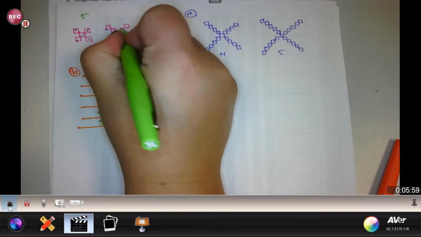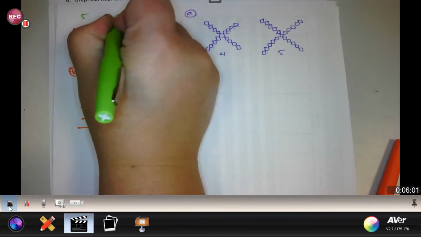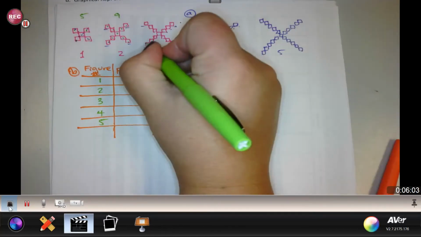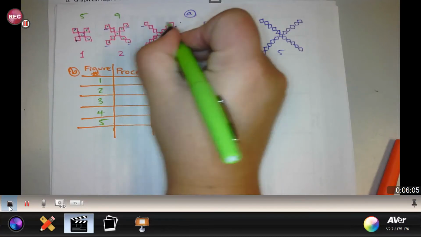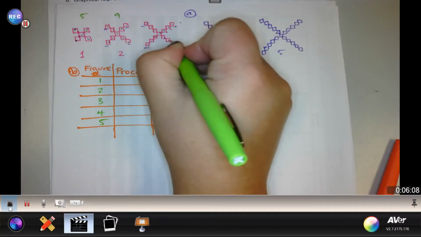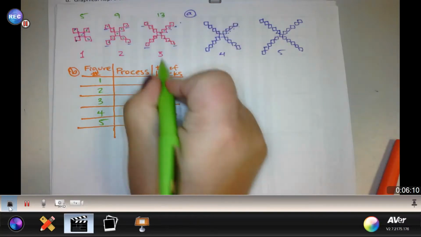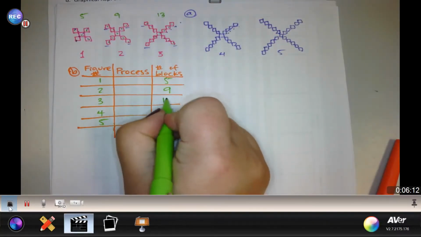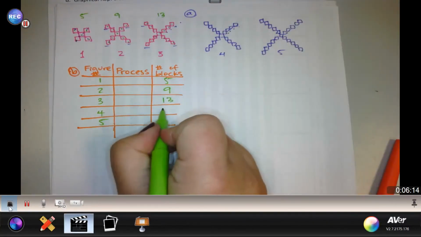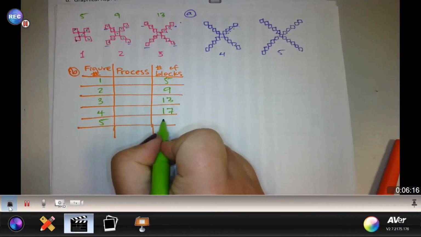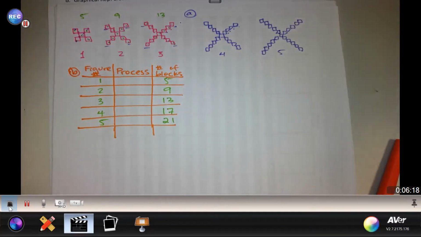1, 2, 3, 4, 5, 6, 7, 8, 9. There's 9 on that one. 1, 2, 3, 4, 5, 6, 7, 8, 9, 10, 11, 12, 13. Be careful not to count that middle one twice, okay? And so on and so forth, and you count and you fill these in. And there you go, okay?